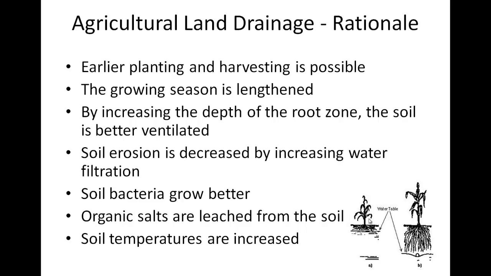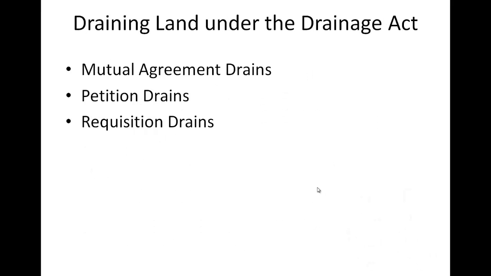Organic salts are leached from the soil. In other words, they're leached down into the water table. They're not maintained in the soil. And what is considered a bonus to agriculture is the fact that the soil temperatures are increased. Now, this may not be considered a plus to those that are in disagreement with global warming occurring.